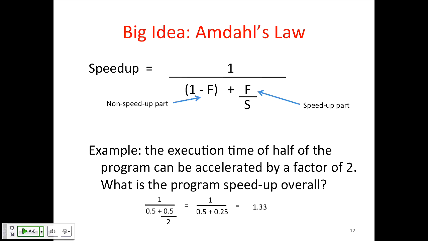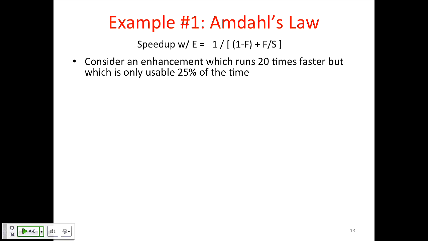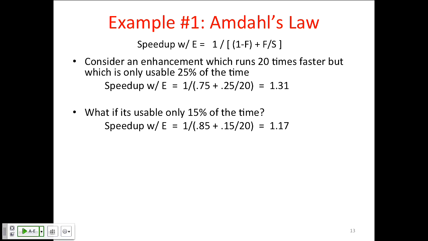Let's try another example. Say I've got an enhancement that makes things run 20 times faster, but I can only use it a quarter of the time, right? Just run through the numbers. Yeah, 1.31 times overall. So you're excited about, you've worked on this little piece of your code, you made it go 20 times faster, but it's just one piece of your code, right? So that 20 times faster gets diluted to, you know, only 1.3 times faster once you look at everything. And the smaller the fraction you can accelerate, obviously the speed up just drops.